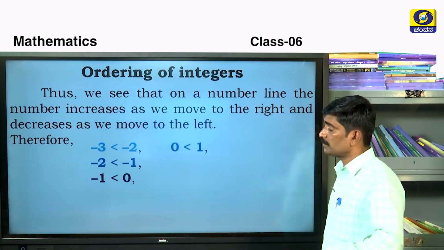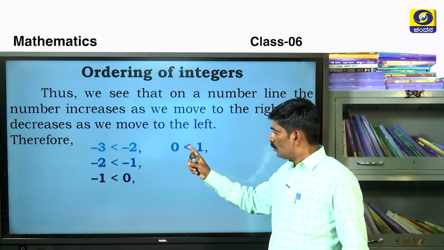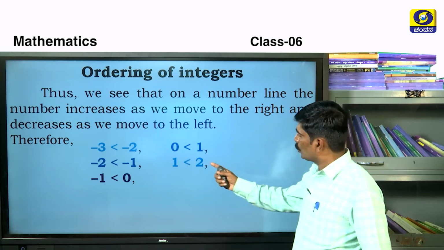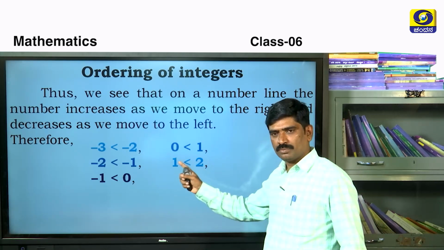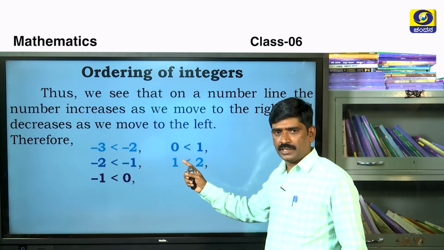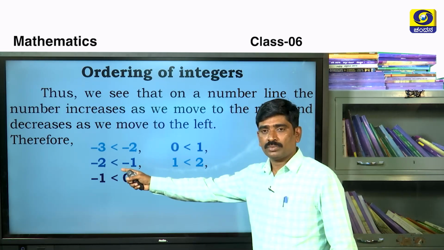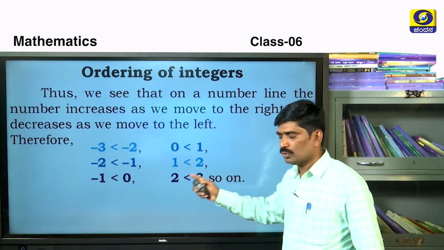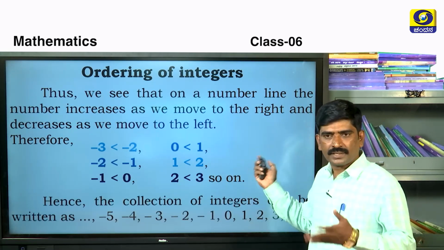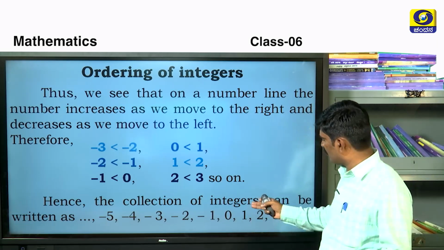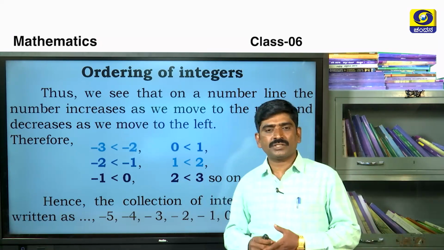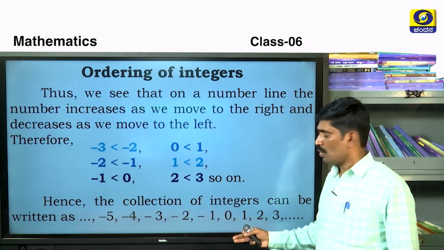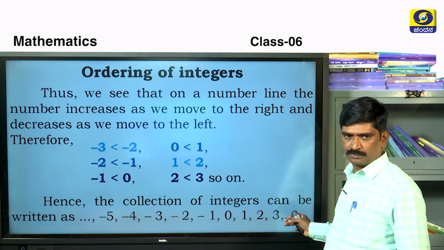Very good. Next, 0 and 1. Which is greater here? Yes, 1 is greater than 0. Next, 2 is greater than 1. Positive numbers we can identify easily, but for negative numbers we must answer carefully. Next, 3 is greater than 2, and so on. Hence, the collection of integers can be written as -5, -4, -3, -2, -1, 0, 1, 2, 3, etc.